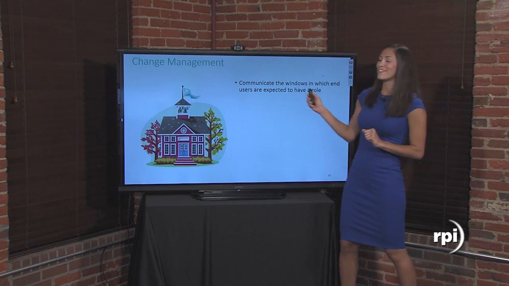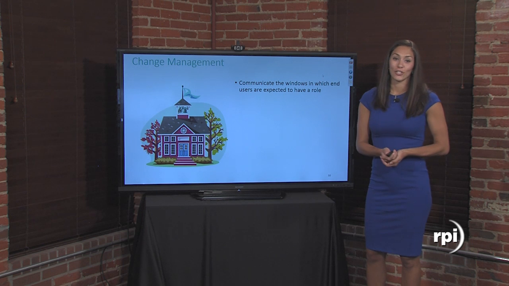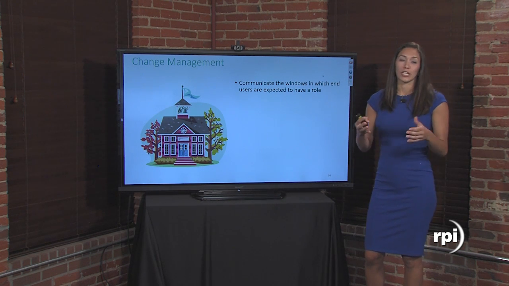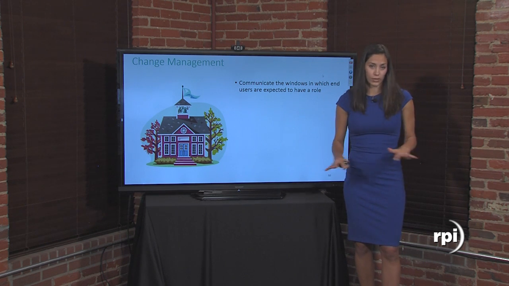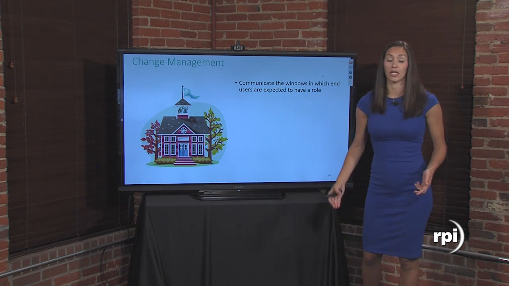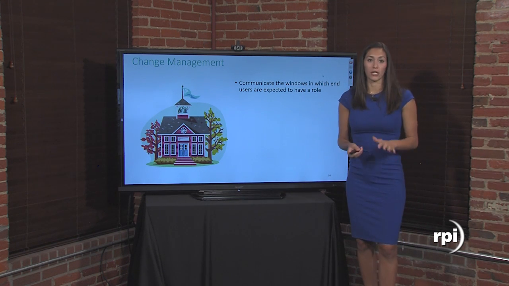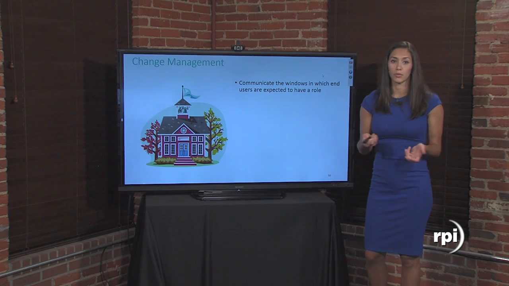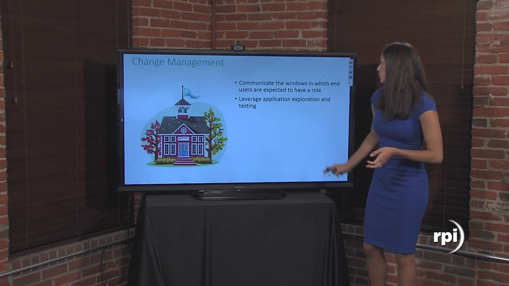Okay, so for change management, one of the main things you want to make sure you do is communicate to your end users the windows in which they're going to have a role. Your functional end users are not going to be engaged the whole time. They're going to need to develop a test plan and then execute those test scripts. So tell them that. Say, we're doing this upgrade, but you need to make sure that you're available these weeks for testing. Just let them know when they're really going to have to pay attention to the upgrade.